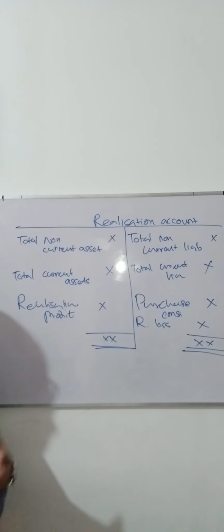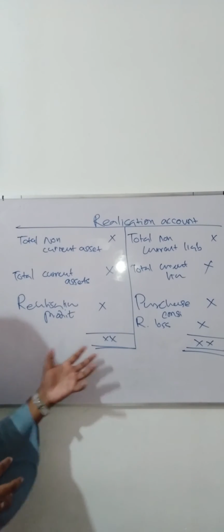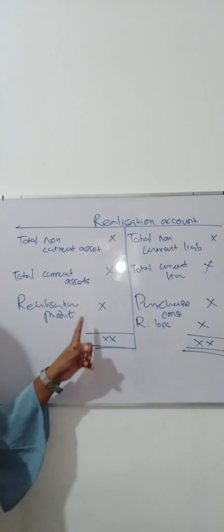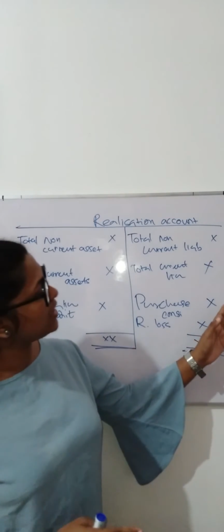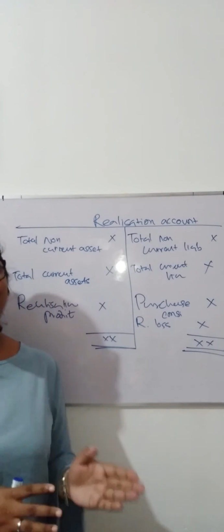So when it comes to the balance of this account, if the difference comes from the debit side, it is a realization profit, and if it comes from the credit side, you need to recognize it as a realization loss.